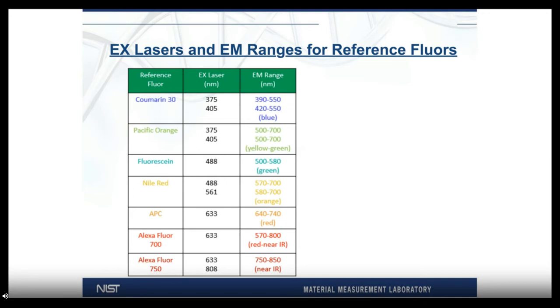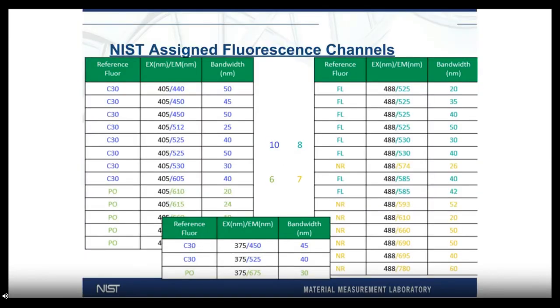And this is just a tabular format of what you just saw in the graph. So I wanted to give you an idea of the different fluorescence channels that we've covered to this point. So I listed all of them. And using coumarin 30 as a reference fluor, we've assigned 10 different fluorescence channels. Using Pacific Orange, we've assigned 6 different fluorescence channels.